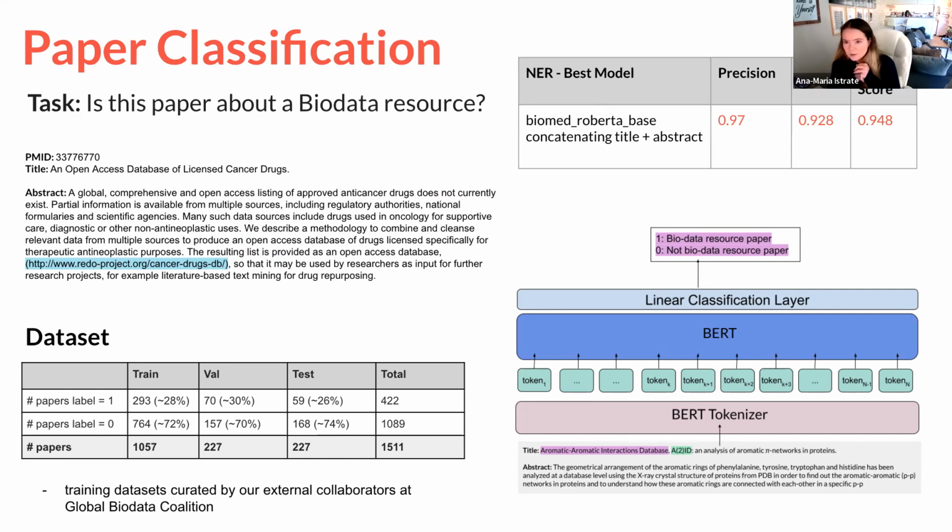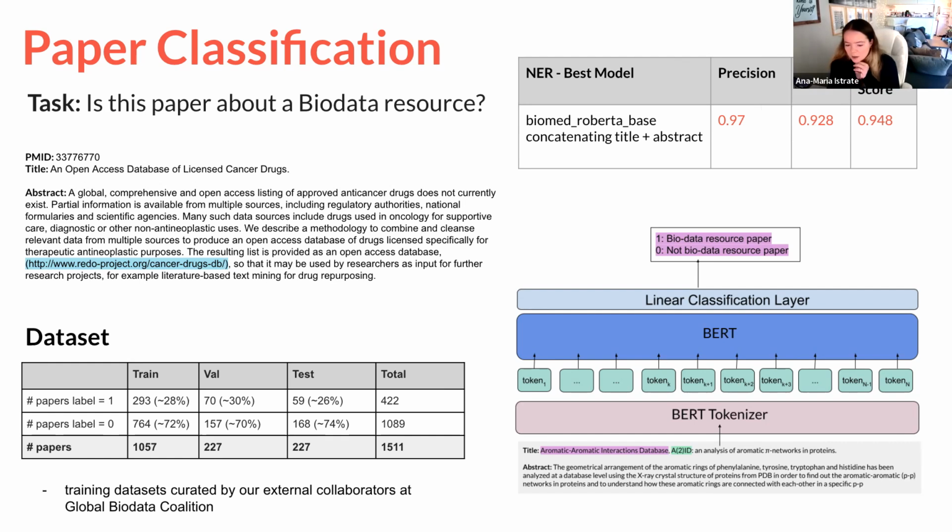The best model, and that slide should say paper classification model, not NER, but our best model, we've experimented with multiple, is a Biomed Roberta model, and again, really impressive metrics: 97 precision, 92 recall, and an F1 score of 94%.